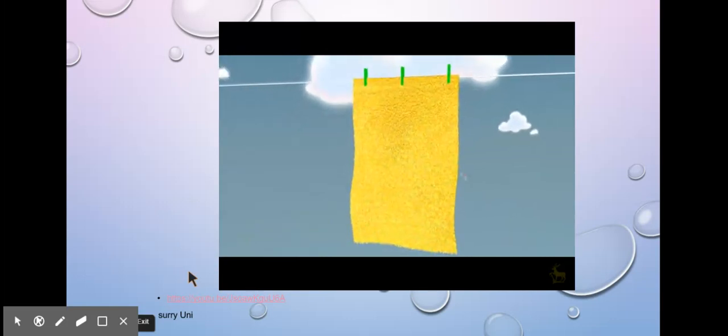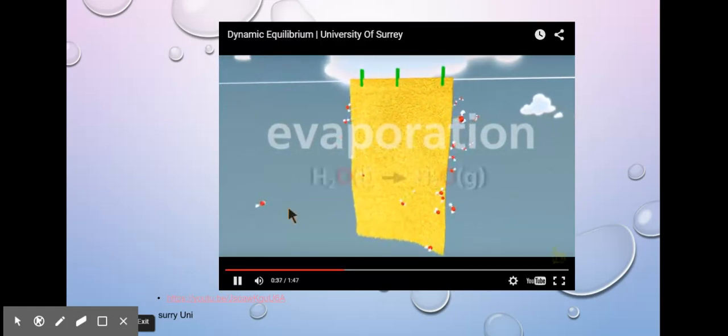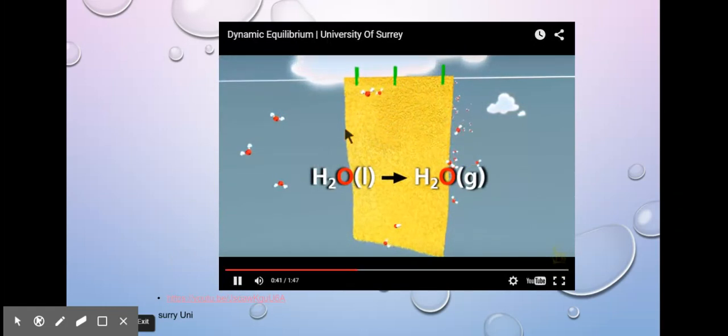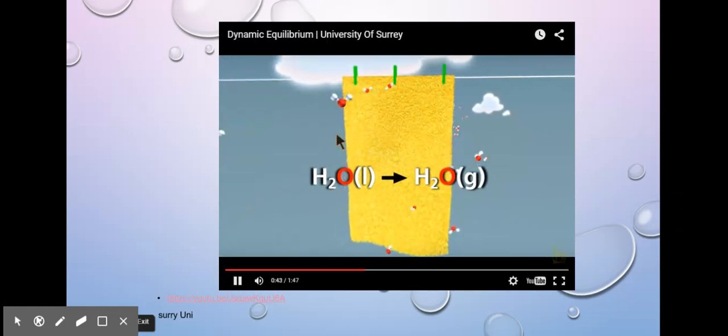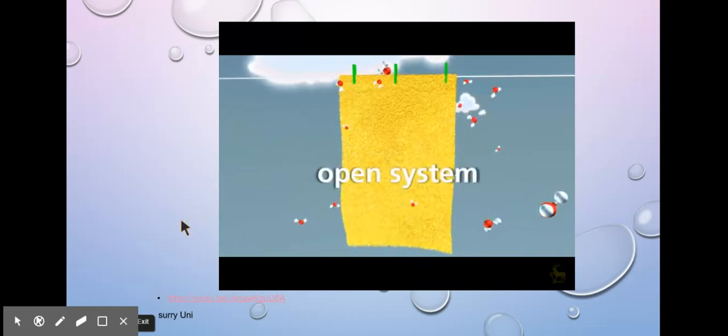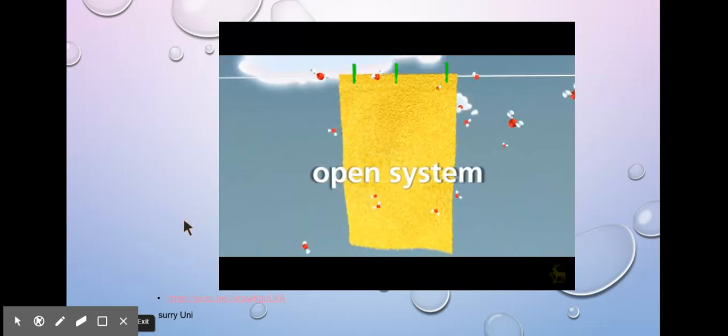Consider a wet towel hung out on a line. High-energy water molecules can evaporate and are removed by the breeze. This continues until the towel is dry and can be represented by a simple chemical equation. For more water to come off. This is an open system.